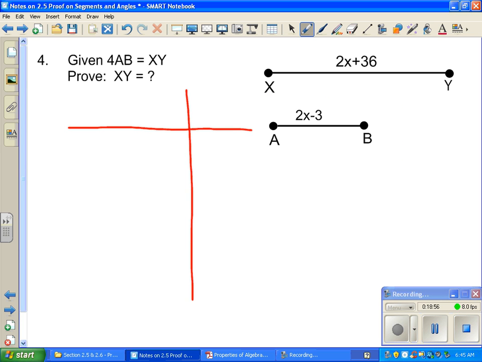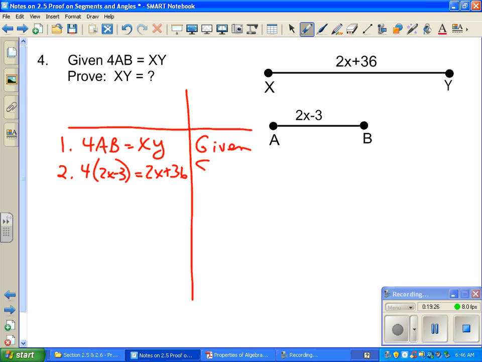All right, so in our proof, we start off with our given, 4AB equals XY is the given. And since it's already set up an equation, we can go straight to plugging in that AB is 2x minus 3. Notice I put parentheses around that so I can show I want to multiply 4 times the whole entire item that represents AB. And that XY is 2x plus 36. So that is substitution, because we have just replaced all the letters that represent segments with what they represent lengthwise.